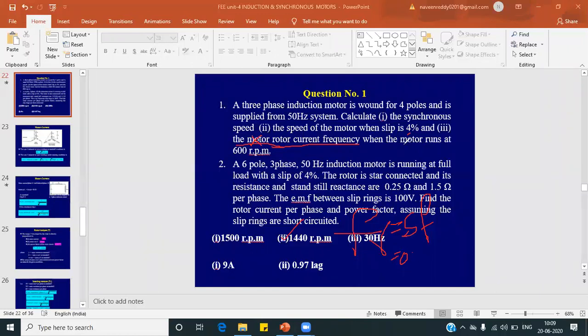Okay, sorry, the question is not yet completed. When the motor runs at 600 rpm, so here at slip 4%, the speed of the motor is 1440 rpm. Now the third question is not related to the second question. Now the motor is rotating at 600 rpm. Now calculate slip, that is 1500 minus 600, which is 900. 900 by 1500 is the slip, and multiplied by frequency 50, you get 30 Hz. That is the answer to the question.